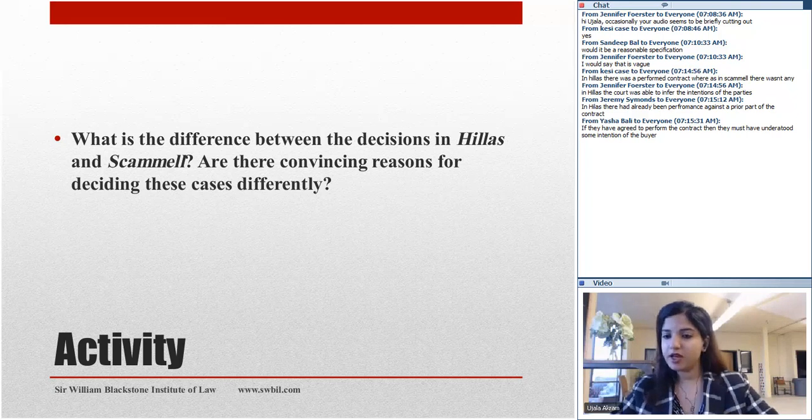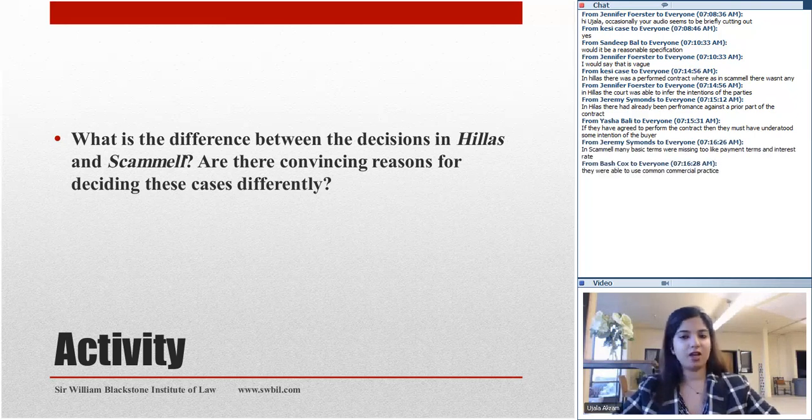Yesha is saying that if they agreed to perform the contract, then they must have understood some intention of the buyer. So Yesha's comment also relates to Jeremy's comment. Again, it talks about the performance of the contract. But remember that most of the, actually all of the cases that go into court involve some kind of contract. One or the other party performs the contract, and that's why the dispute arises, right? So there is some kind of performance in every kind of contract.